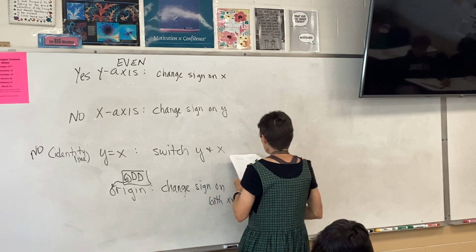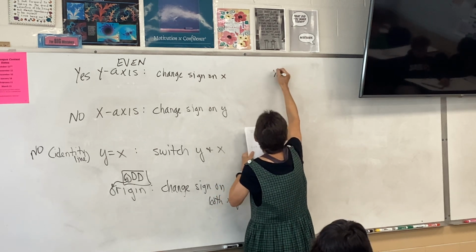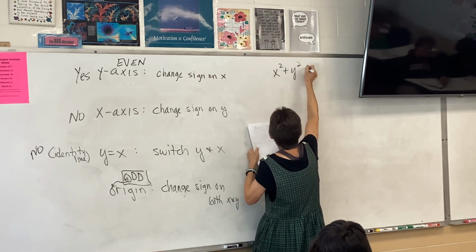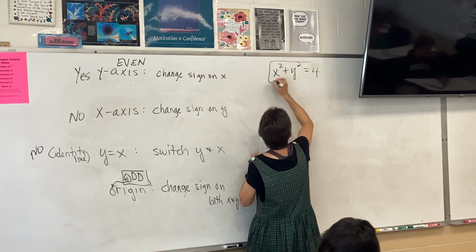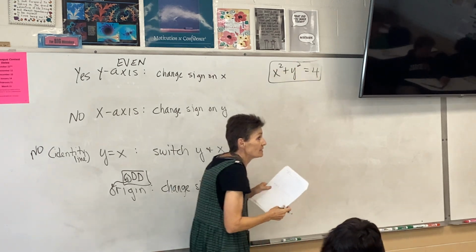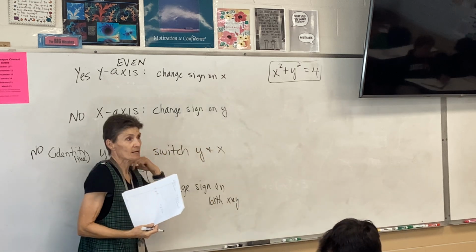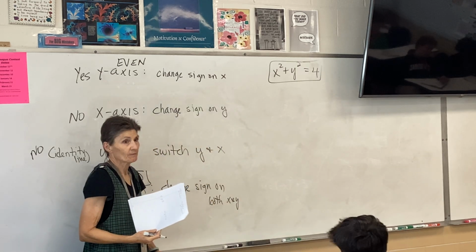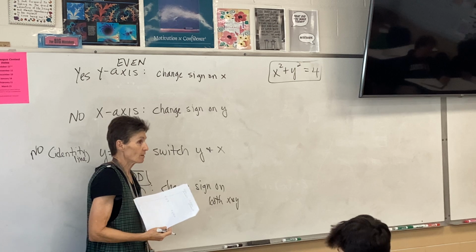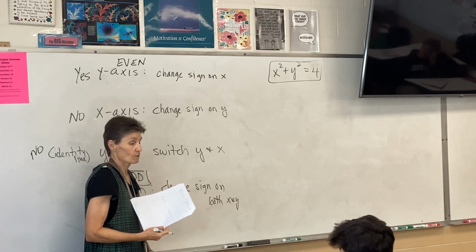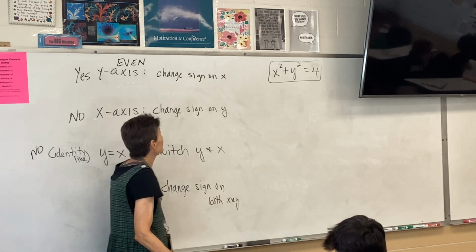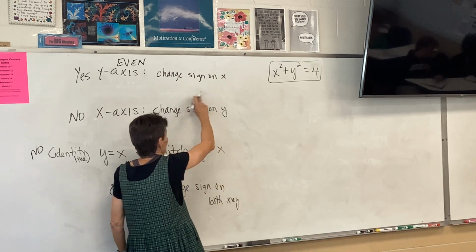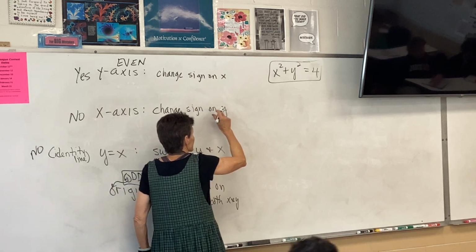F? Let's do F. X squared plus y squared equals 4. Now, I have indicated that this is not a function. But we're going to go ahead and do our test of symmetry for the practice, okay? So here we go. Change the sign on X.